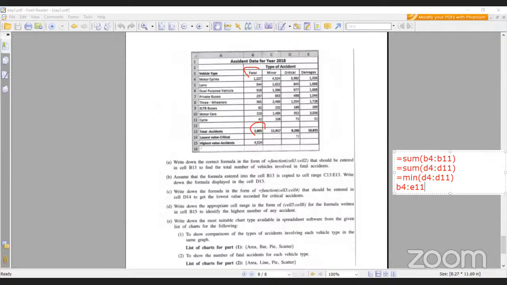Part E, write down the most suitable chart type available in spreadsheet software from the given list of charts to show a comparison of type of accident involving each vehicle type in the same graph. We have to show how many in the same graph. So you have to take a bar chart. In the same bar you can have several colors. So you give bar.